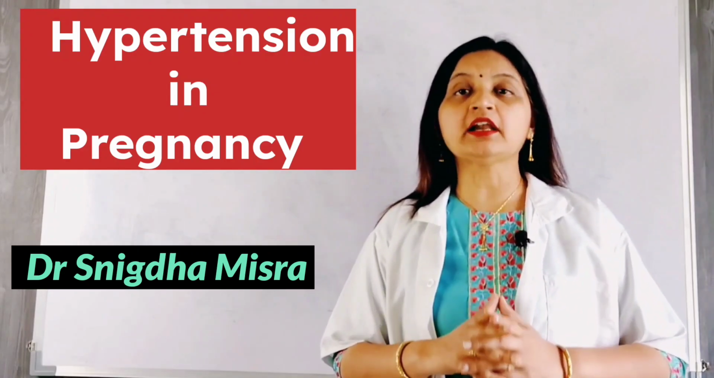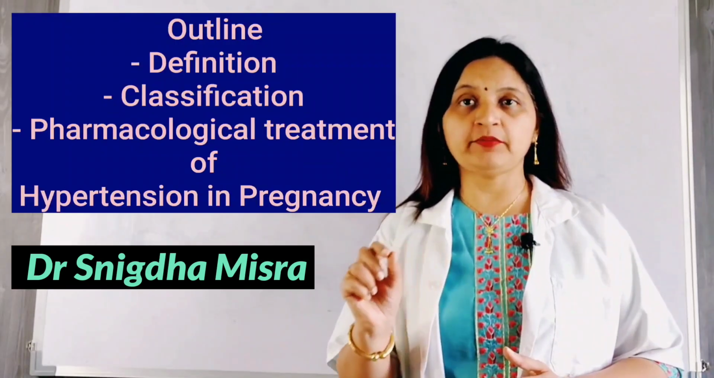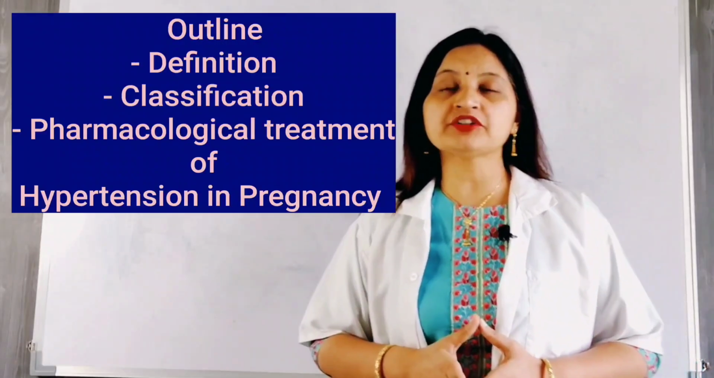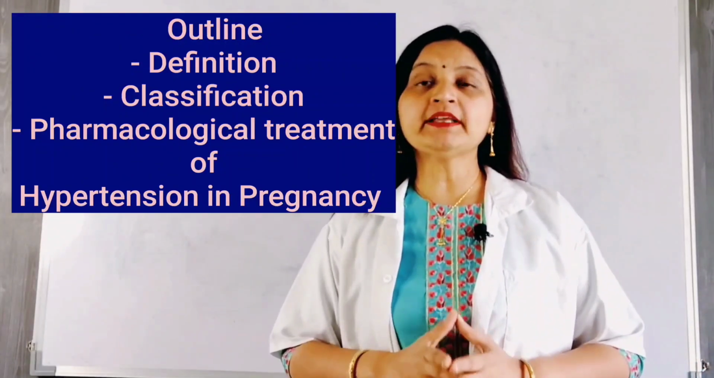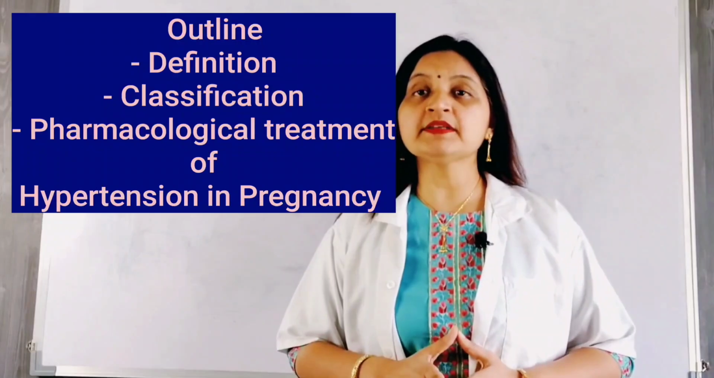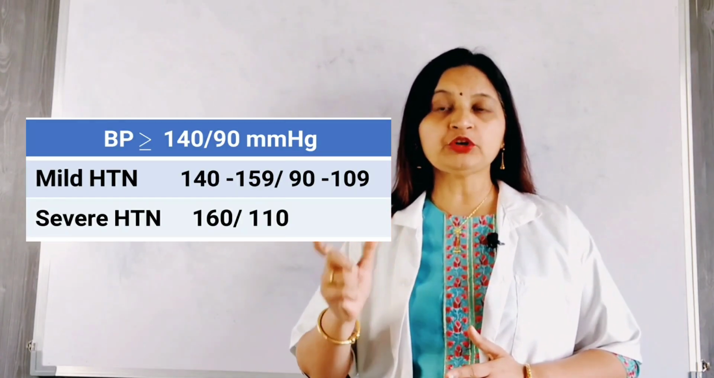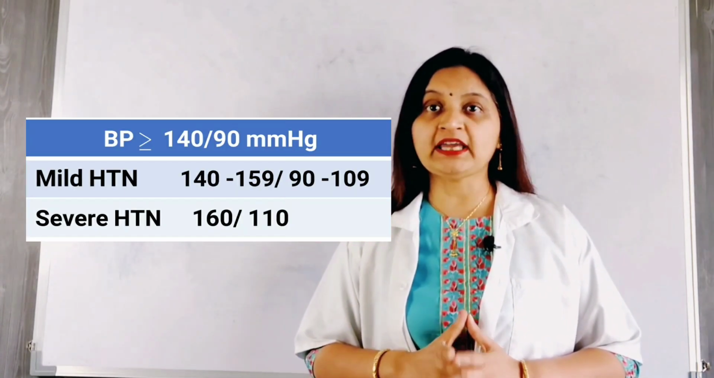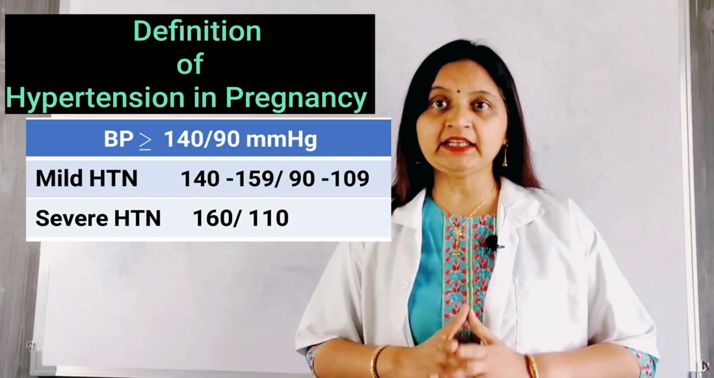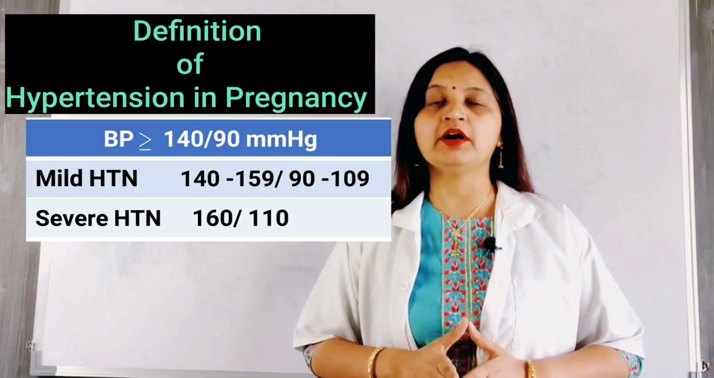The definition and classification of hypertension in pregnancy and the pharmacological treatment. Hypertensive disorders affect 5 to 10% of pregnancies worldwide and remain the major cause of maternal and fetal mortality and morbidity. It is considered to be mild when the systolic blood pressure ranges between 140 to 159 mm of mercury and the diastolic ranges from 90 to 109 mm of mercury.